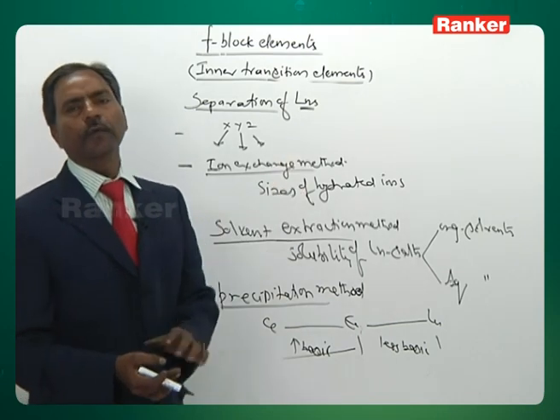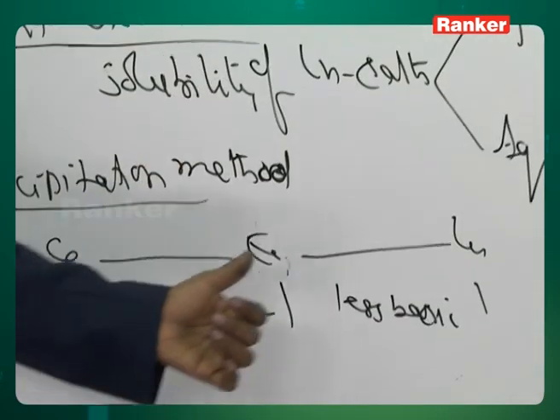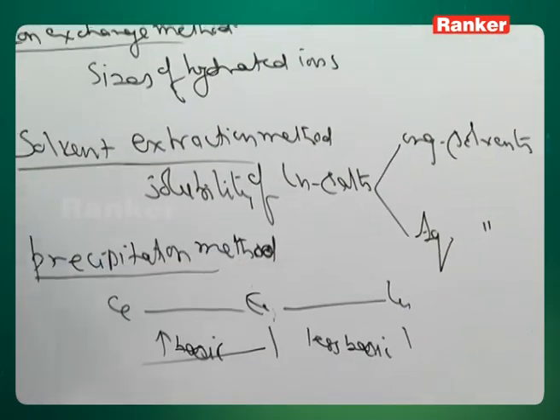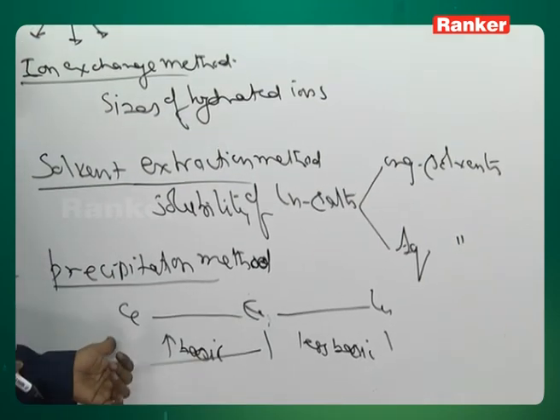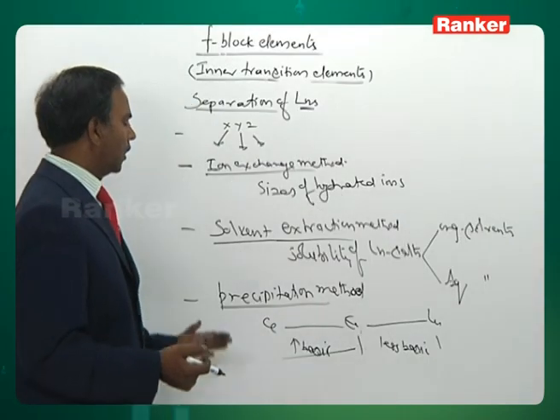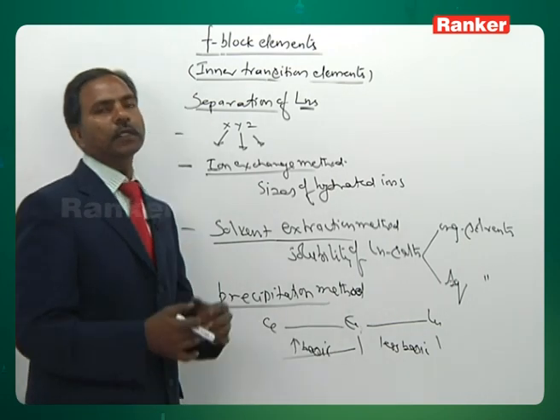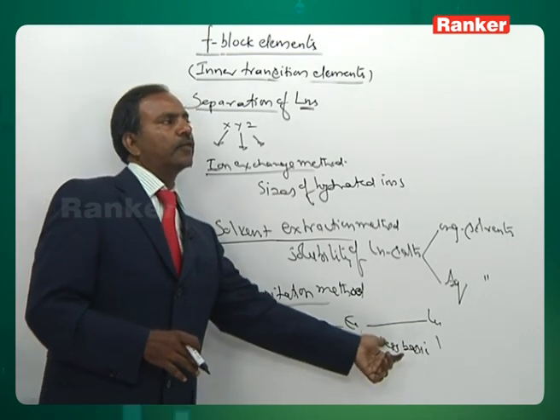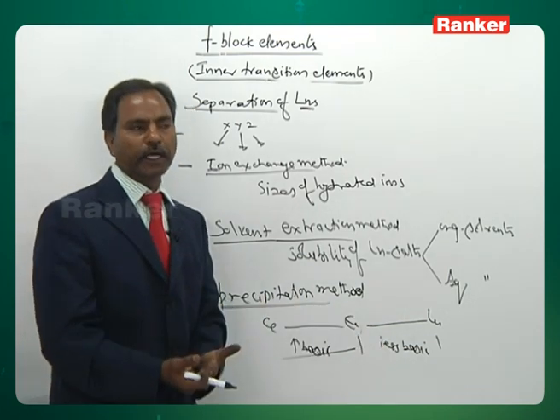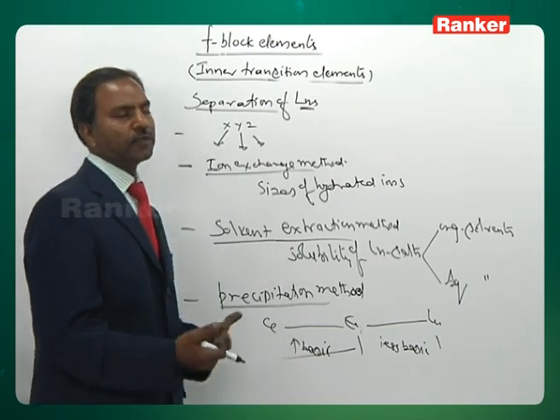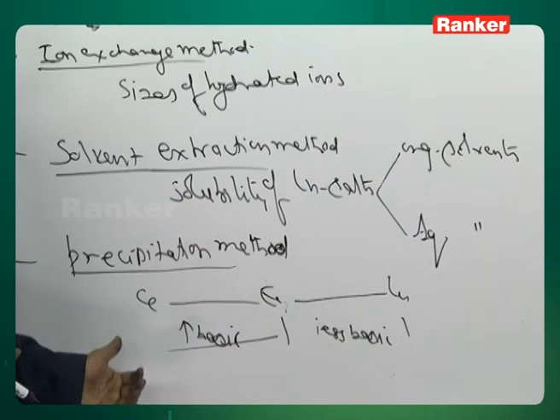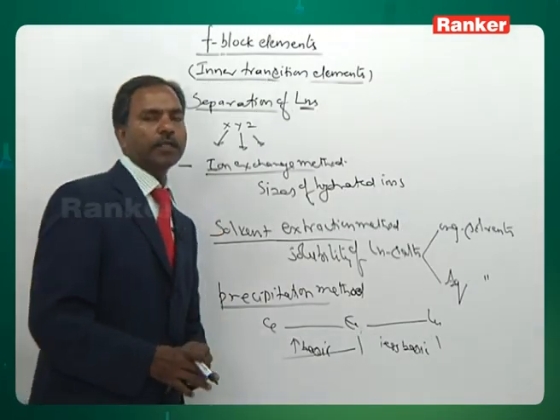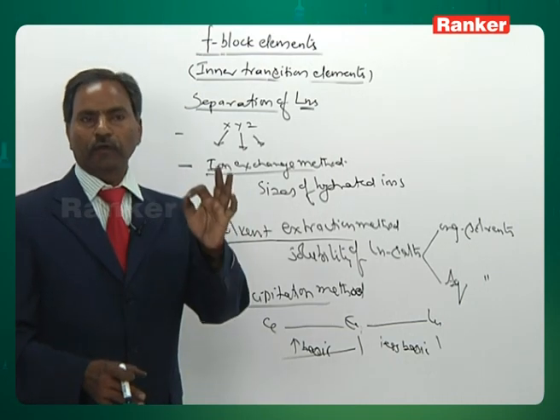Suppose you add a little amount of hydroxide ions. Then the right-hand side lanthanide ions are rapidly precipitated in comparison to the left-hand side. So this method is based on the rate of precipitation of hydroxides. Accordingly, we can separate one lanthanide from the other. These are the three methods we apply. What you have to remember is which factor each method depends on.